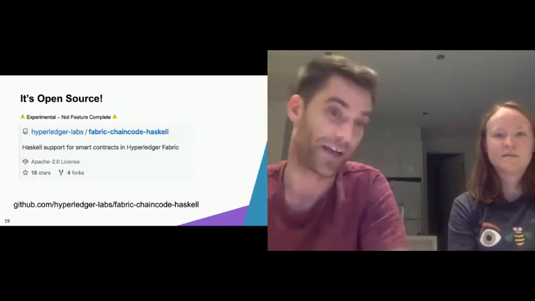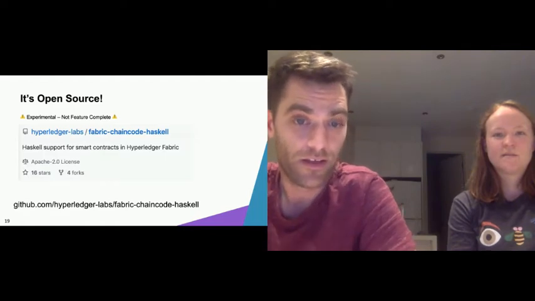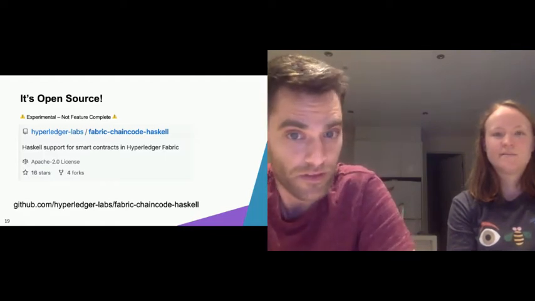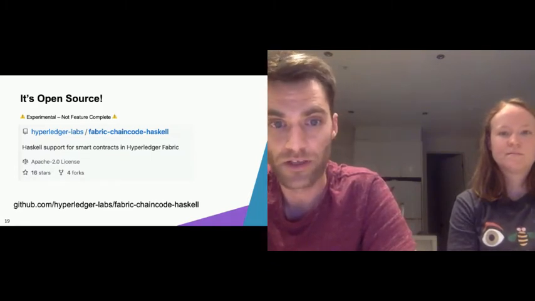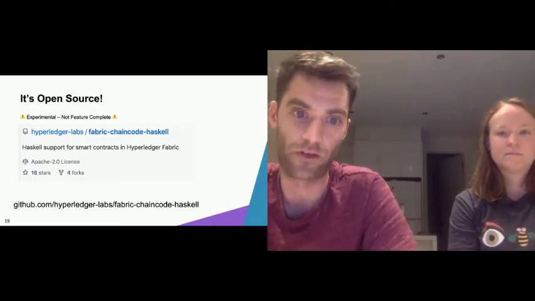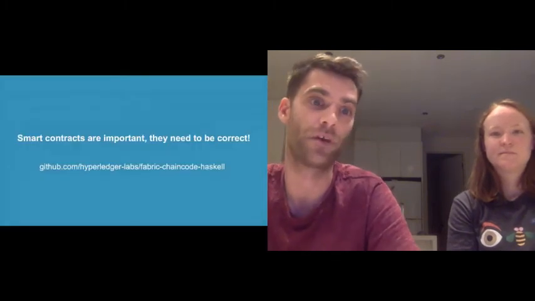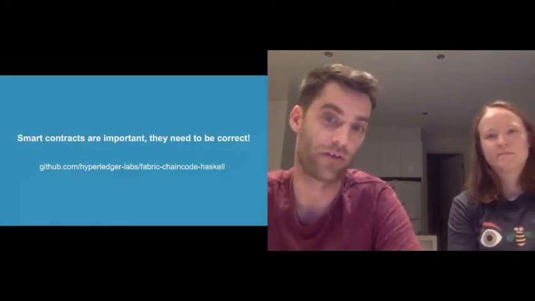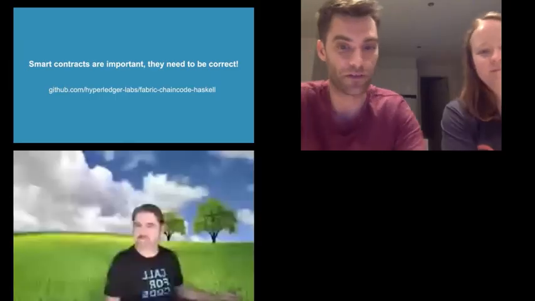So we've said this a few times now, but trust in blockchain depends on trusting the smart contracts, and therefore they must be correct. Formal verification is the state of the art for doing so, and functional programming provides a good foundation for doing that. And we've implemented support for Haskell chaincode as a first step towards being able to write chaincode in Hyperledger Fabric that is formally verifiable. And if there's only one thing to take away from this, it's our point of view and why we started this side project to begin with: smart contracts are important and therefore they need to be correct. And that's our talk. I'll just close out.